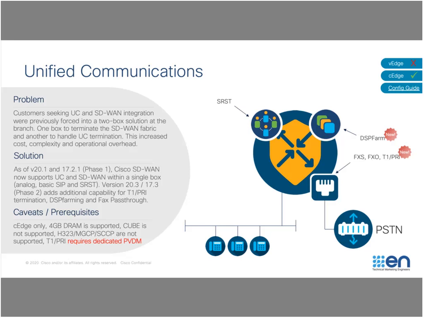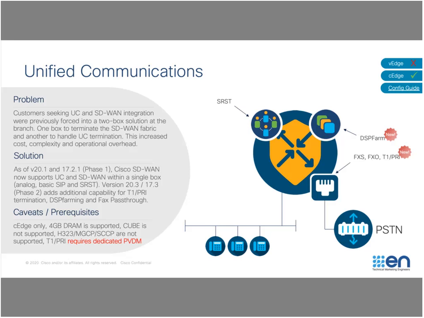So moving forward, in version 20.1, we released the first phase of unified communications. So that was released earlier this year. That brought support for analog circuits, things like FXO, FXS ports, SRST, survivable remote site telephony, as well as things like T.38 faxing and so on and so forth. In version 20.3, which was just released a few weeks ago back in August, we brought in support for DSP farming as well as digital circuits like T1, E1, PRI, and that sort of thing.